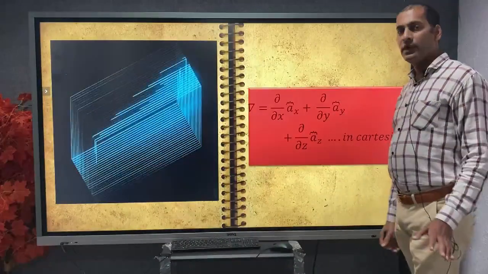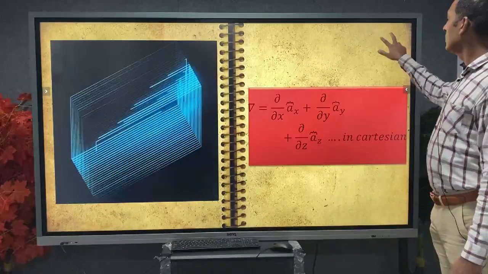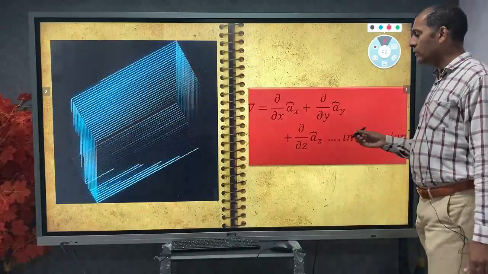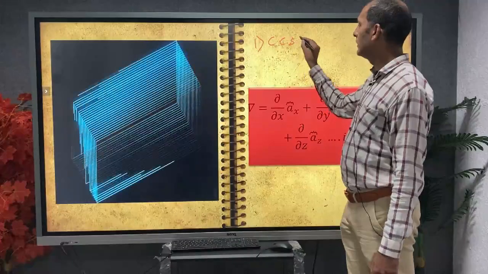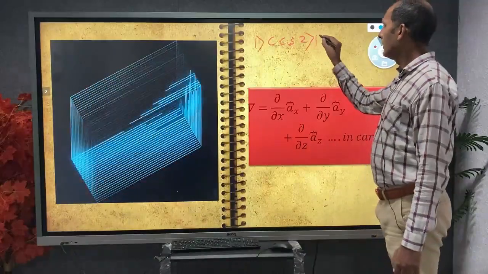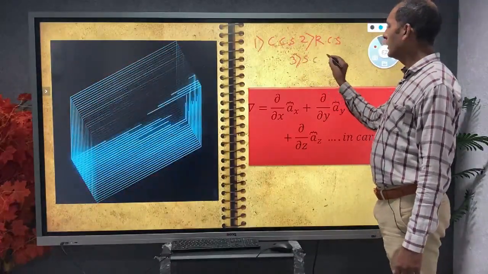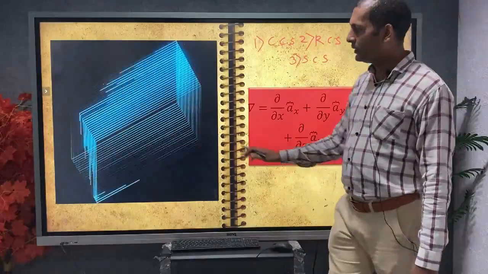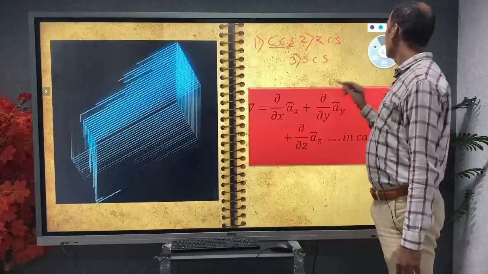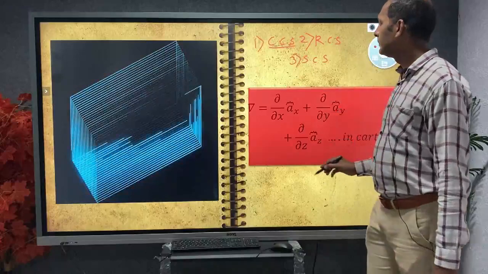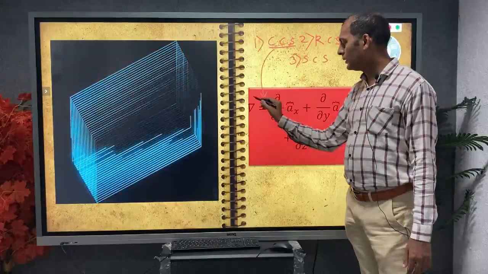So in general form, we have 3 coordinate systems which we use in this subject. First one is the Cartesian coordinate system, second one is the cylindrical coordinate system, and third one is the spherical coordinate system. So if our object is operating in a 3D space which is in Cartesian or rectangular coordinate system, then del operator is given by this function.